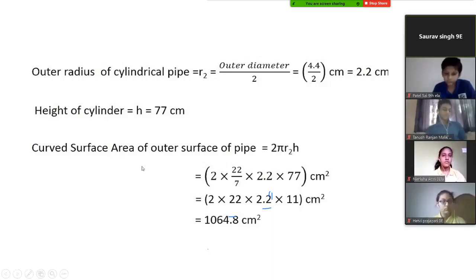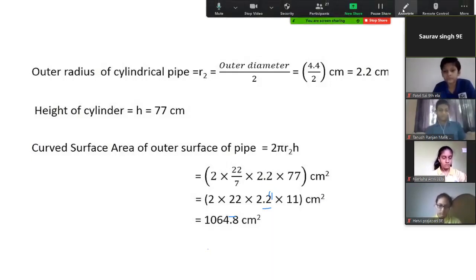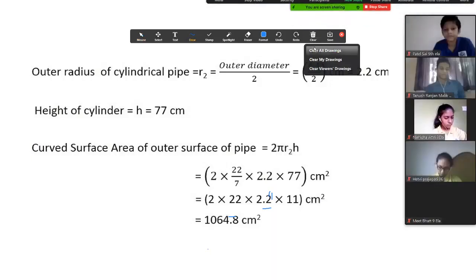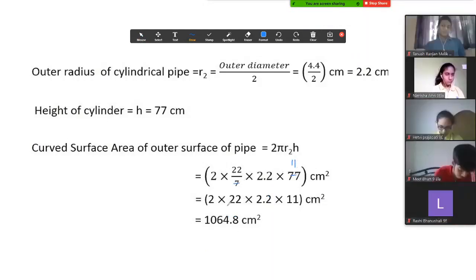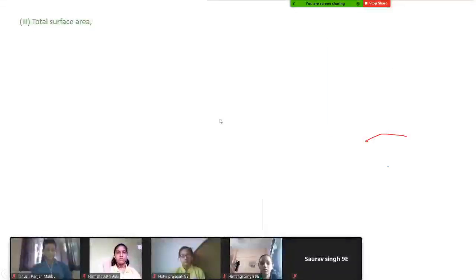So the curved surface area of the outer surface of the pipe is 2 pi R2 h. Fine. So here 2 into 22 upon 7 into 2.2 into 77. So now 7 ones are 7 and 7 11s are 77. So you will get the answer 44 multiplied by this 2. Make it out. You know how to multiply. Come on. And then take the total surface area.